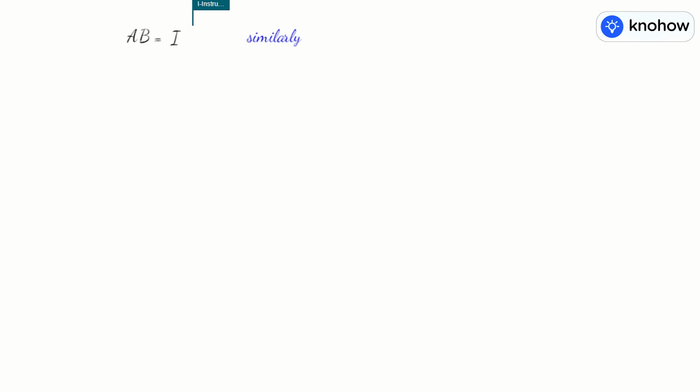So here we find that AB equals the identity matrix, and of course similarly we can prove that even BA will be equal to I. BA is also equal to I. So under this condition we can say that for the given matrix A, the inverse is B. So whenever, given a matrix A, we can work out a matrix B such that AB equals BA equals I, then A inverse is B.